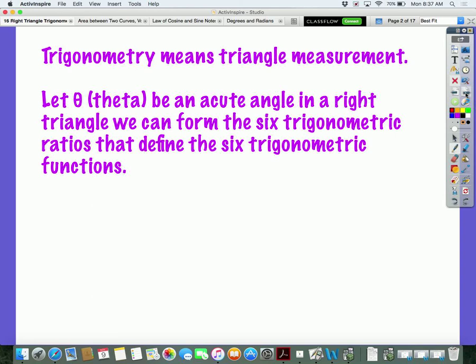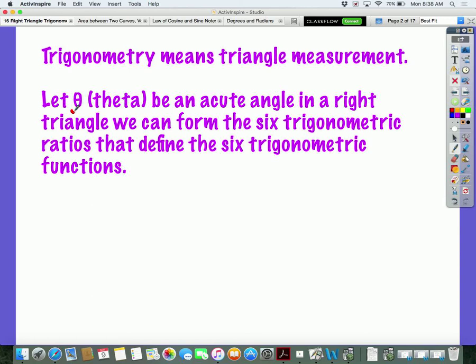Trigonometry means triangle measure. Theta, the symbol that looks like a circle with a line through it, is used to represent an angle of a right triangle. They don't use X or Y. Majority of the time they'll use the Greek letter theta. When you see that, it represents an angle, more specifically an acute angle in a right triangle. With that, we can form the 6 trigonometric ratios that define the 6 trigonometric functions.